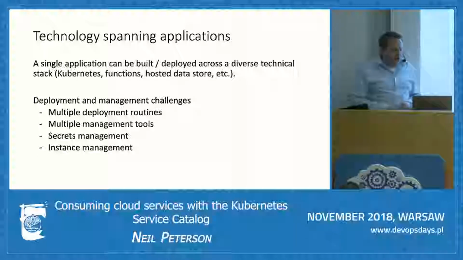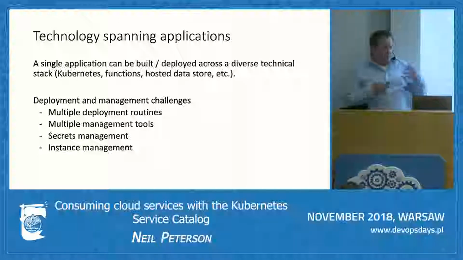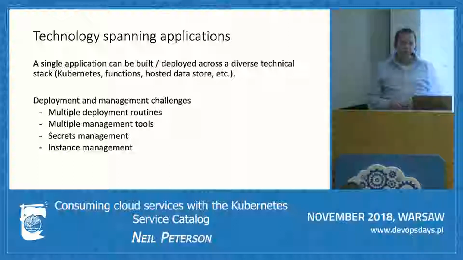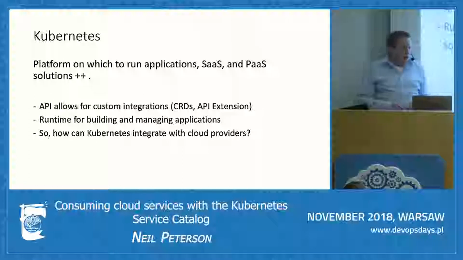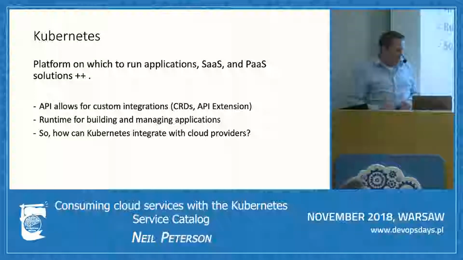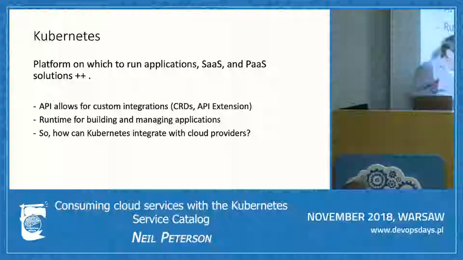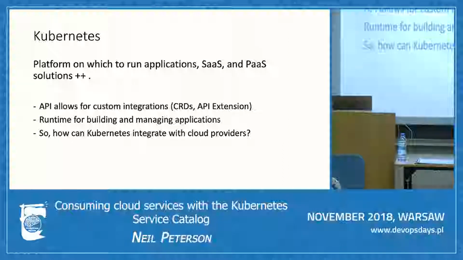So this slide I just kind of went over. Again, technologically spanning applications, multiple different deployment routines, secrets management. There's got to be a better way to do this, and that's where we're going to bring in Kubernetes Service Catalog. So before jumping into Kubernetes Service Catalog, though, let's talk a little bit about Kubernetes.